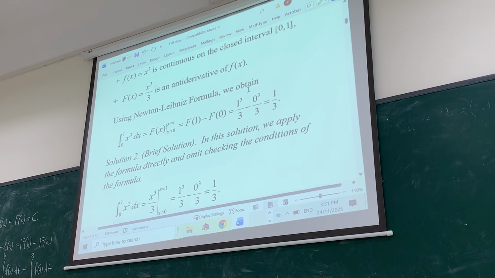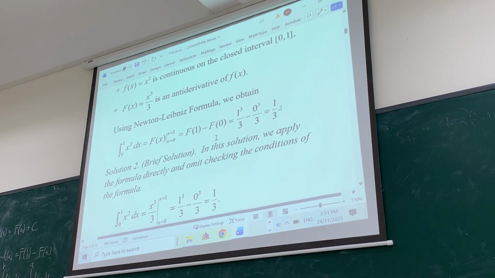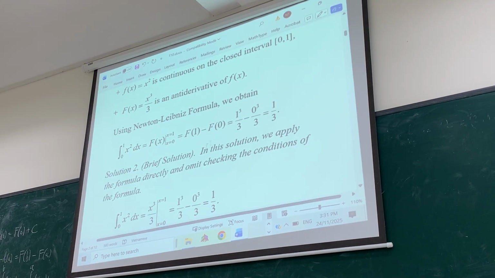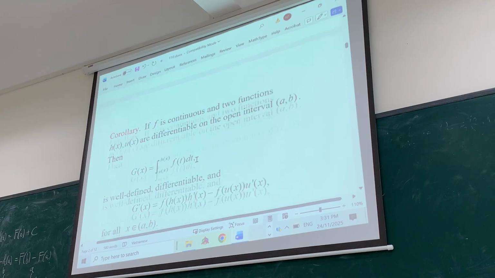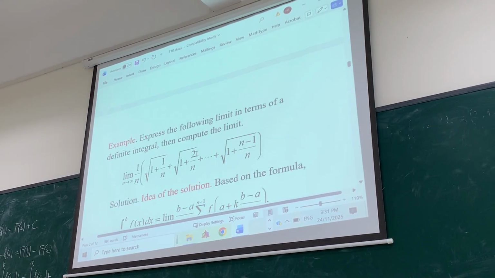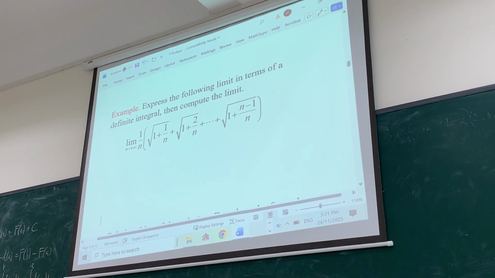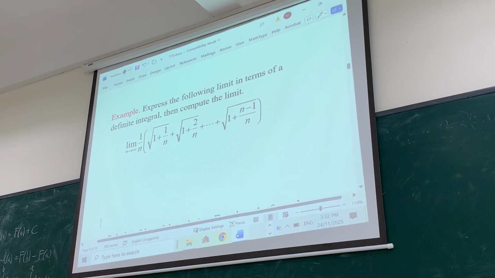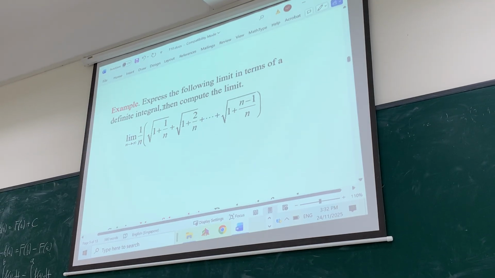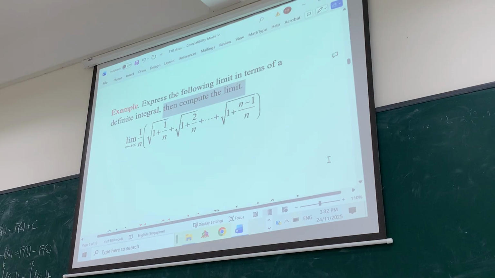Now continue. I give you another example. Now we want to use the Newton-Leibniz formula to find the limit. Express the following limits in terms of definite integrals. Then compute the limit.